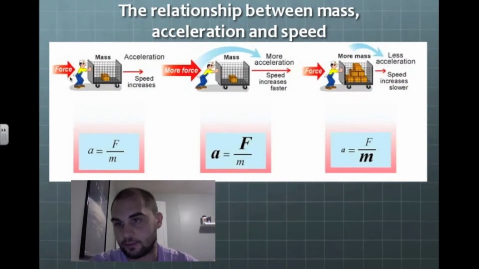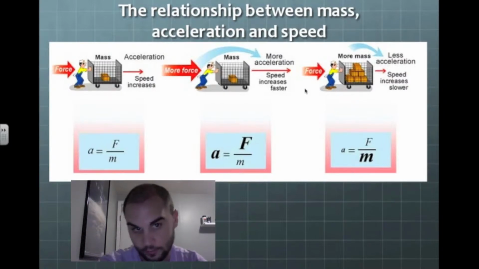Alright, here's an example. So this guy applies force to an object with mass and it accelerates. Okay, and here's the formula for that. Now, if we take that same guy and we increase the amount of force he has but keep the mass the same, then your acceleration will increase because force is tied to acceleration. The greater your force, the greater your acceleration.